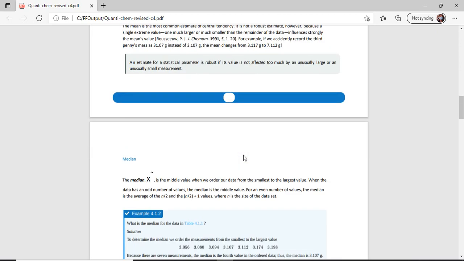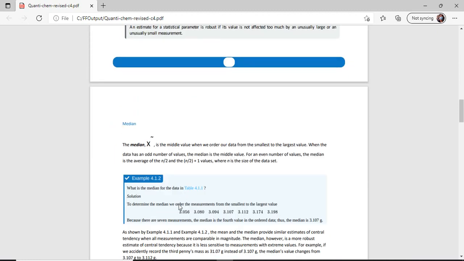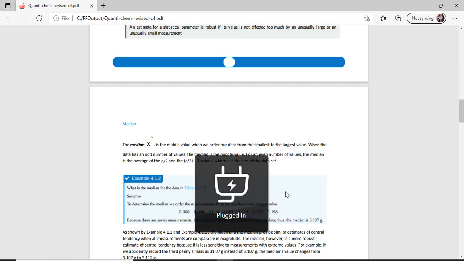Now, next is your median. A median is represented by an X with a tilde sign on top. It is the middle value. We order our data from the smallest to largest. Meaning, the values are arranged from the smallest value up to the highest value.